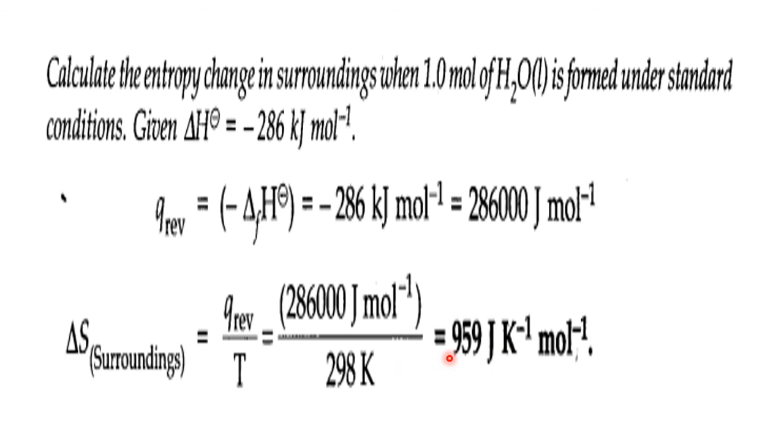So it is positive. When delta S is positive, it is spontaneous. That means the formation of 1 mole of water is highly spontaneous from its individual constituent atoms. That is the meaning of this question. So delta S equal to 959 joules per Kelvin per mole, which is positive. It is highly spontaneous. Okay, my dear students.